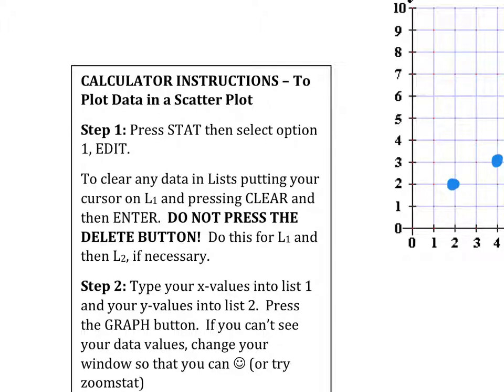If you ever have stuff typed in from a previous problem in your list and you want to clear it, you just hit the up arrow, so L1 is highlighted, and then you hit clear, enter. Do not hit delete, because that will delete the entire list, and your calculator won't know what to do when you tell it to do a scatter plot. So don't hit delete. You want to clear stuff, hit clear, enter. But if you do accidentally delete one of your lists, just let me know and I can bring it back.